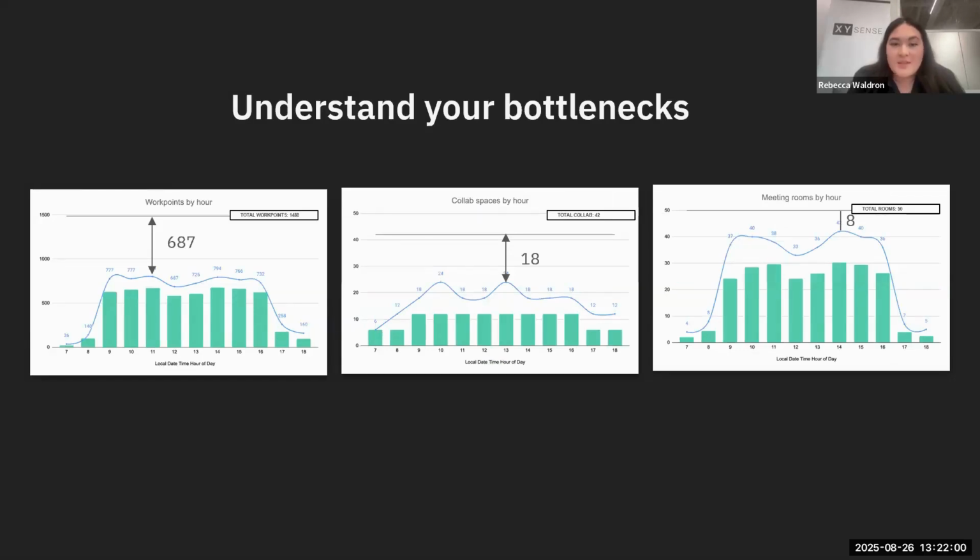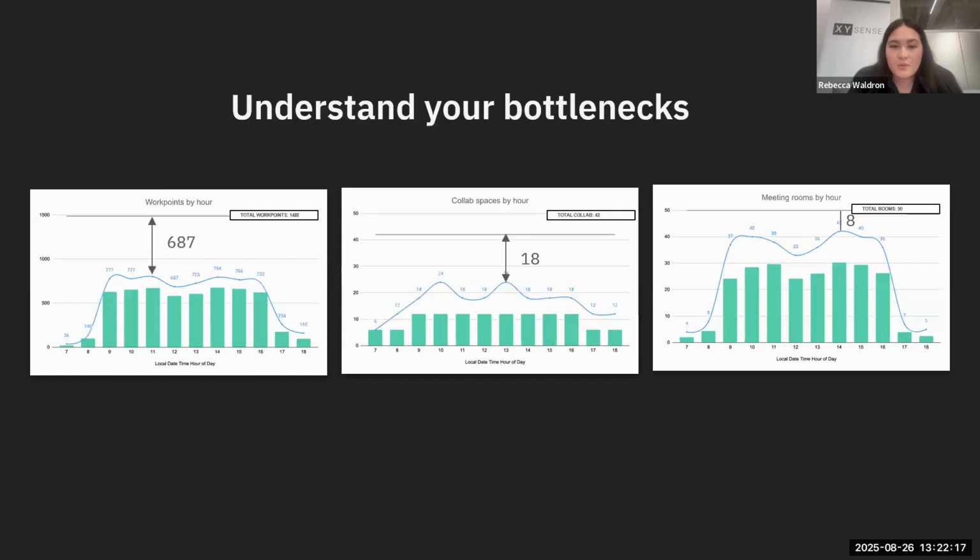So once we've identified the busiest level, we can actually start to look into the more specific data around space types available and the most in use on the floor. As you can see here, we've selected 3 examples of these spaces: work points, club spaces, and meeting rooms.